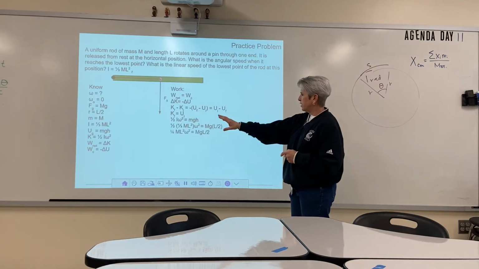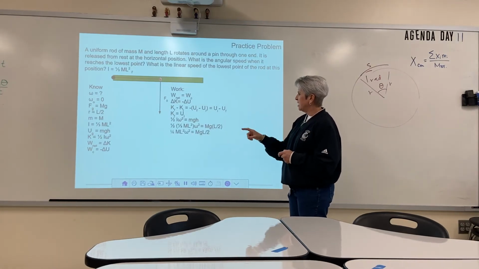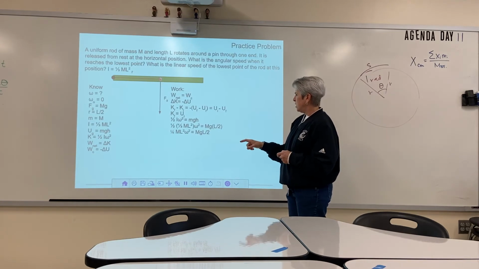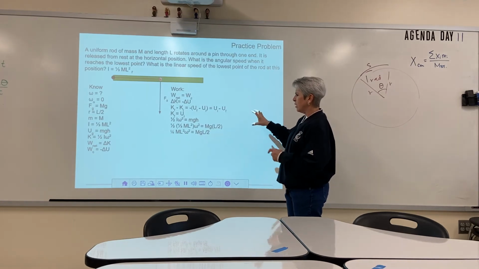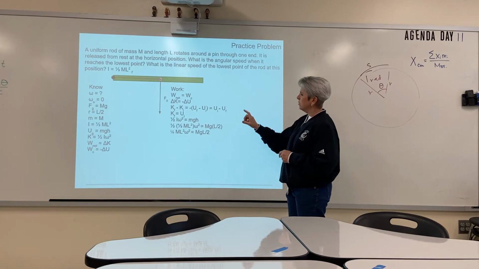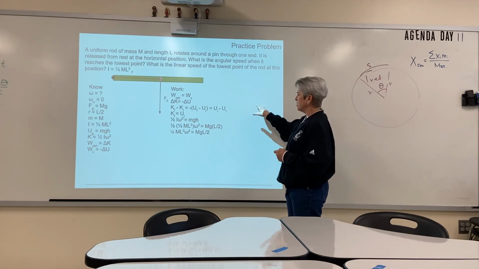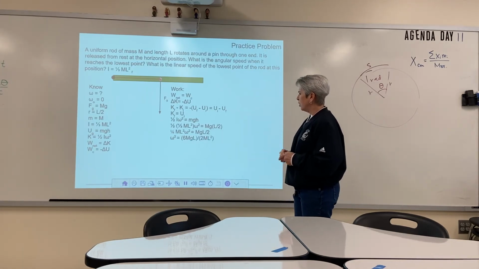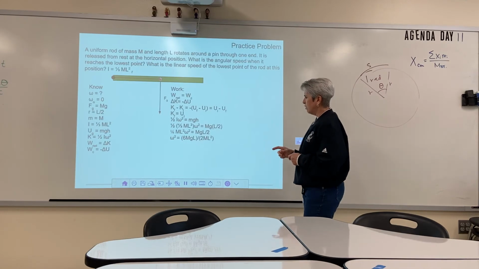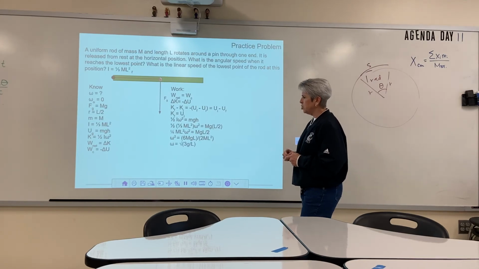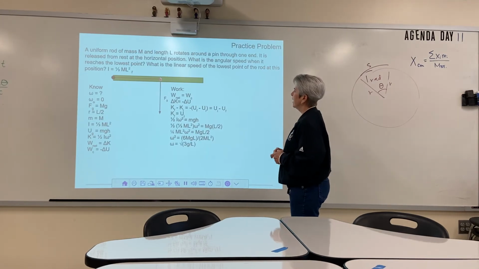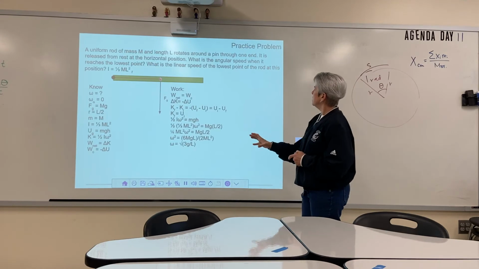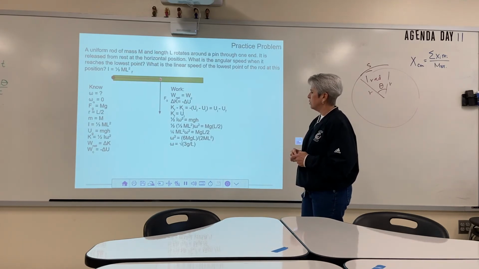So we multiply 1/3 times 1/2 and we get 1/6 ml squared times omega squared equals mg L over 2. Now we're going to try to simplify some things. You can see we've got mass on both sides and length on both sides, and then we're looking for omega. So we rearrange and solve. Omega squared is 6 mgl over 2 ml squared, and then this becomes the square root of 3g over L. That is the angular speed at the lowest point of the rod.